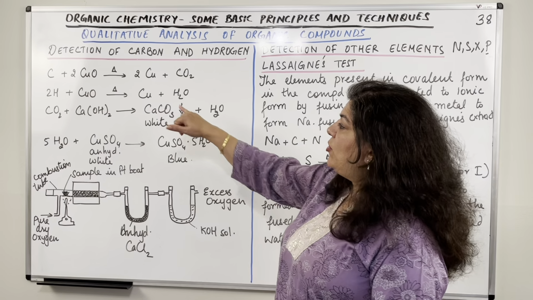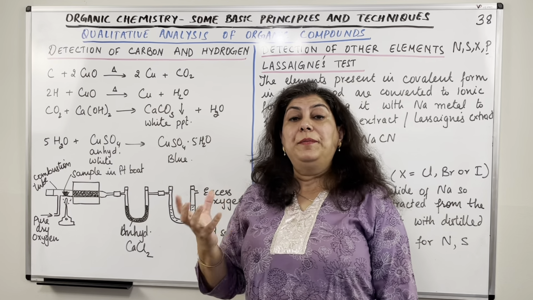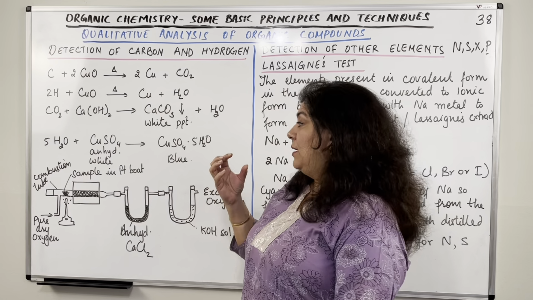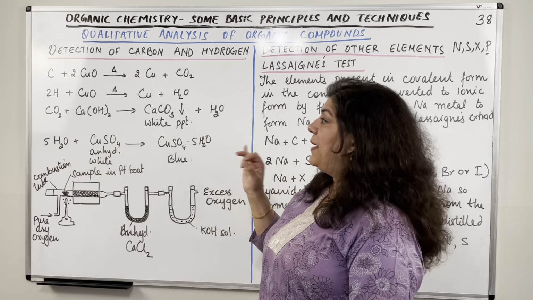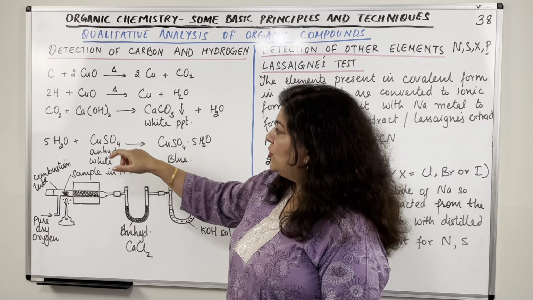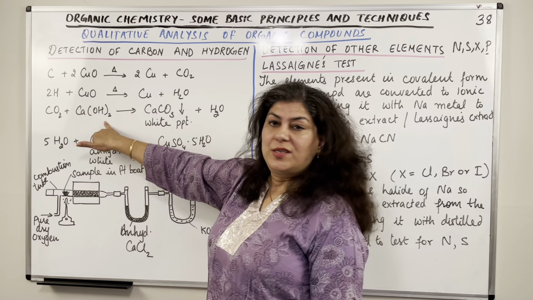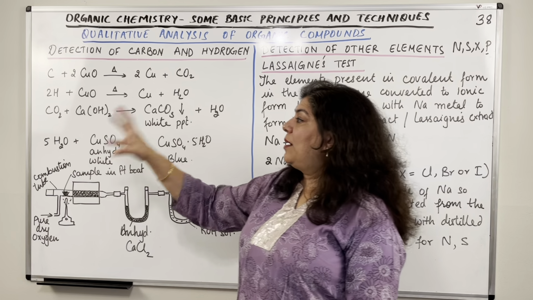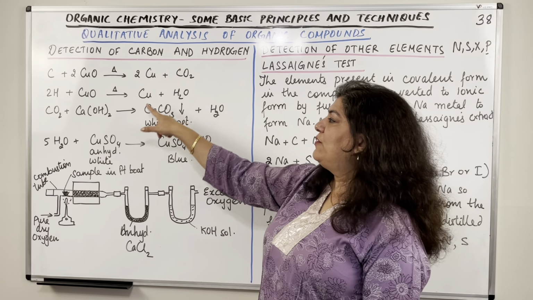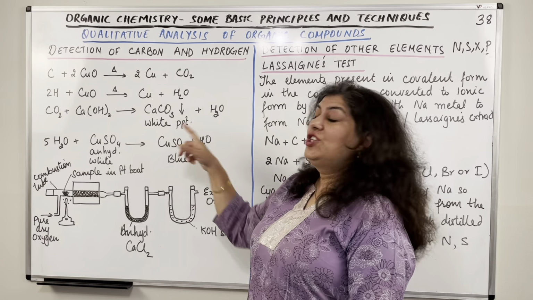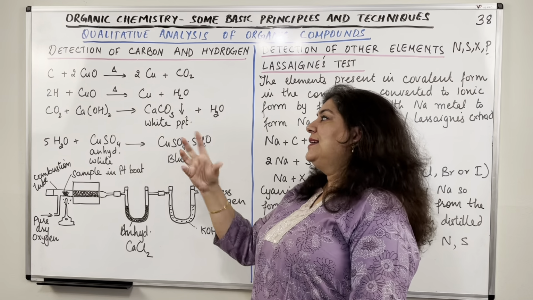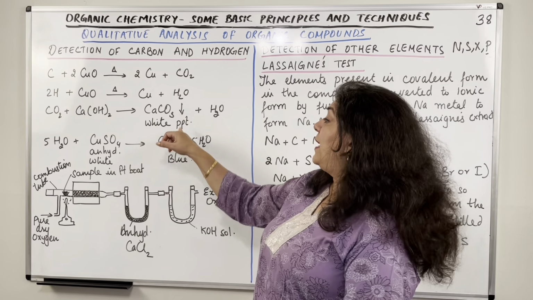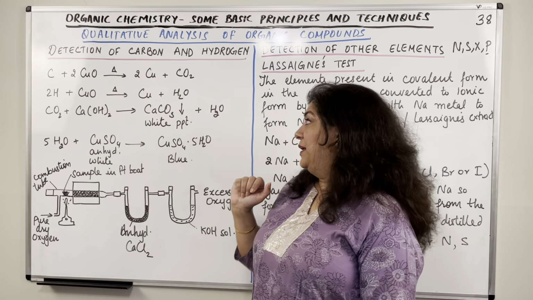So the carbon dioxide which is produced can be identified by passing it through lime water. Lime water is calcium hydroxide, and when you pass the carbon dioxide through lime water, it results in the formation of calcium carbonate, which is a white precipitate. And the lime water turns milky, and you can identify the presence of carbon in the compound.